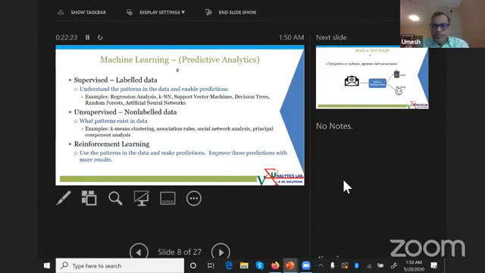In supervised machine learning, I'll shortly be discussing an example of what supervised machine learning is. Supervised machine learning learns specific tasks to perform based on what we call training data.